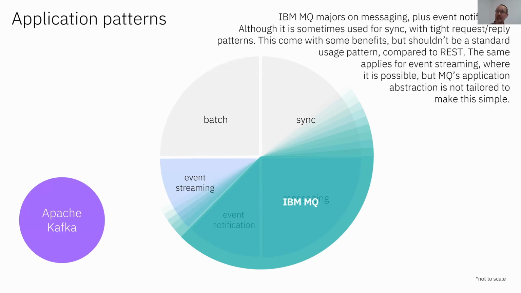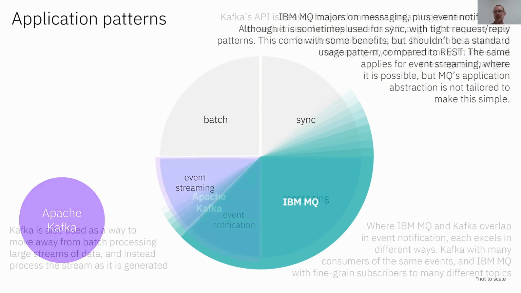And we also see some customers do something like event streaming, in that you deal with the stream of events coming in via MQ. You can do that, but really you should be using Kafka, because MQ's application APIs aren't designed for streaming events. They're designed for get a message, do something with it, get a message, do something with it, which isn't such a great fit for event streaming.